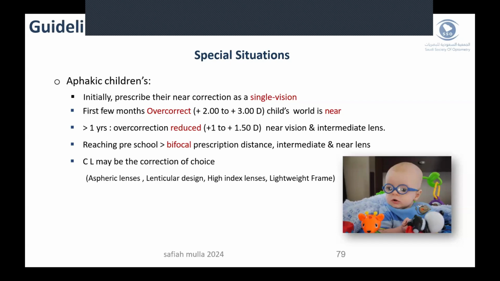If they wear glasses, you have to explain to them that they should be aspheric lenses with a lenticular design. It should be high index lenses, and if they pick a frame, it should be a lightweight frame for those kids.